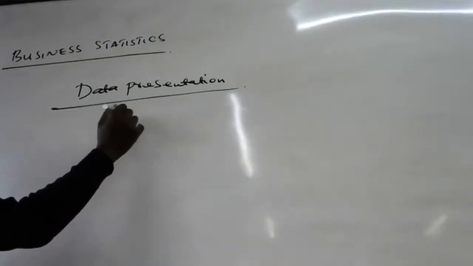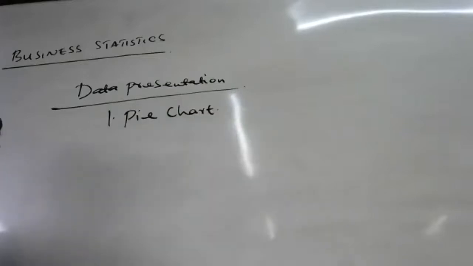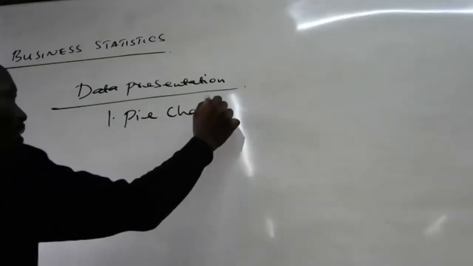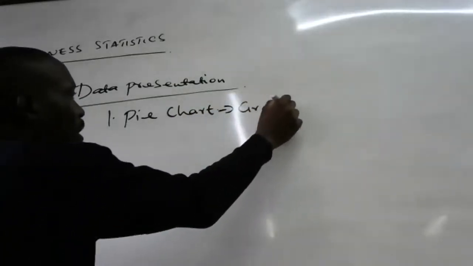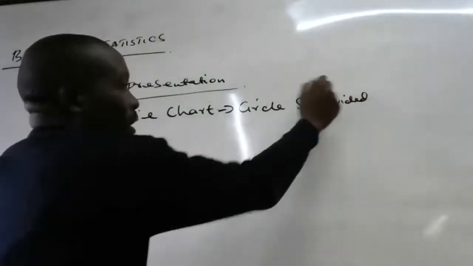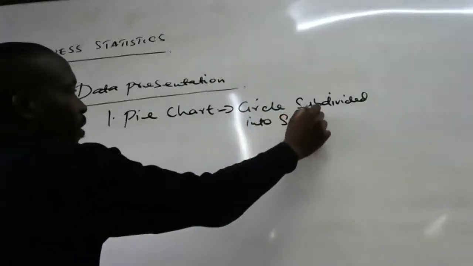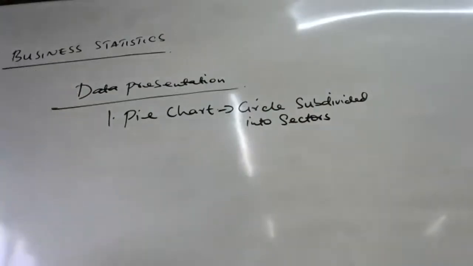Number one way of presenting the data is through what we call the pie chart. A pie chart is simply a circle that has been subdivided into set parts. Each sector is going to have a size equivalent to the amount it represents.